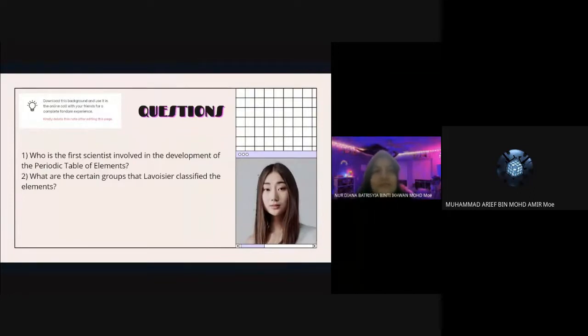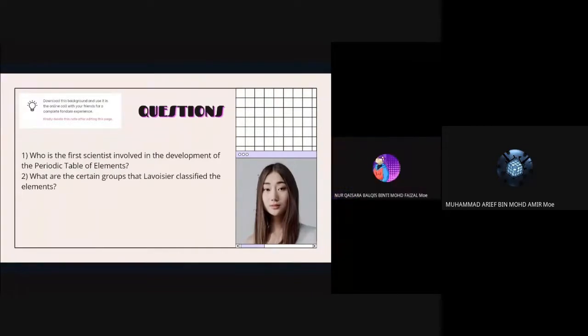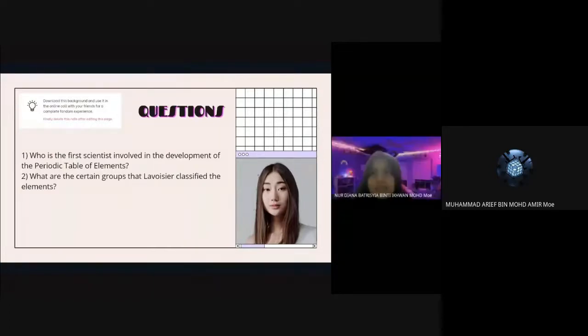Oh, yeah, I forgot that we have homework, right? Right, students? Did you guys finish it? Alright, good job. Nice. So for the homework, I think you guys can answer the questions well because the homework was totally the answer. So this is the question from the homework that you got: who is the first scientist involved in the development of the periodic table of elements?